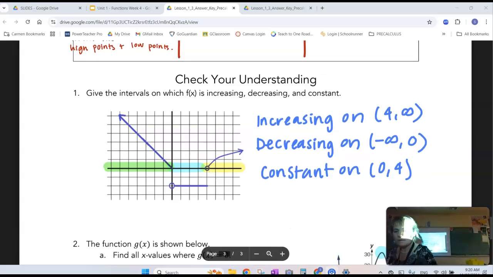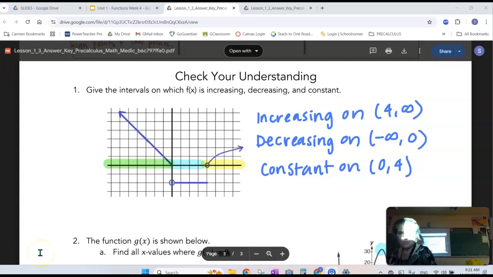Let me see if I have, I don't know where my writing tool went. Yep, up there in the basket.